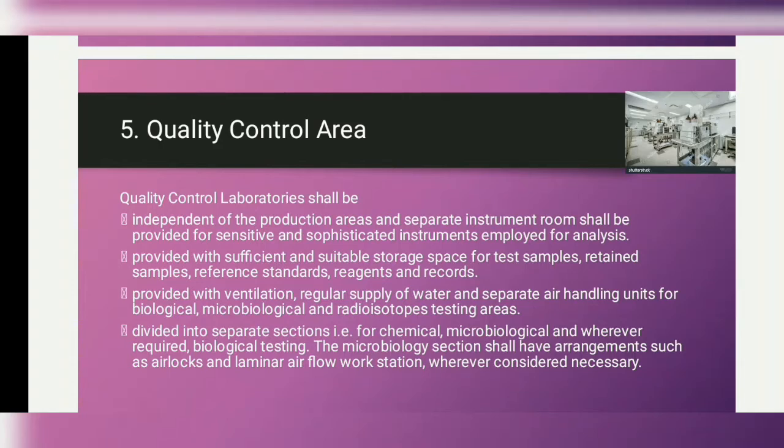It should have proper ventilation, regular supply of water and separate air handling units for biological, microbiological and radioisotopes testing areas. And the quality control area must be divided into different sections, like chemical, microbiological, biological, etc. All these sections have a different arrangement, like the microbiology section has arrangements like airlocks and laminar airflow workstation.